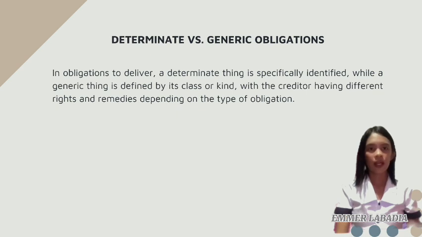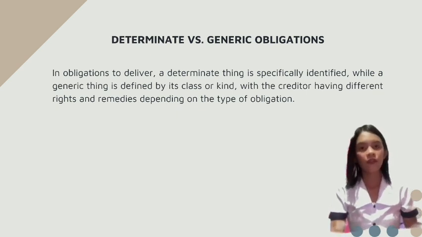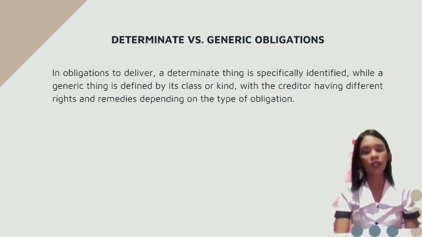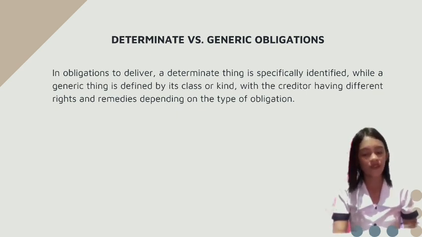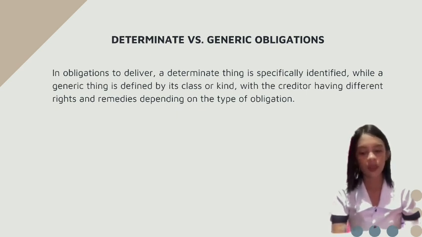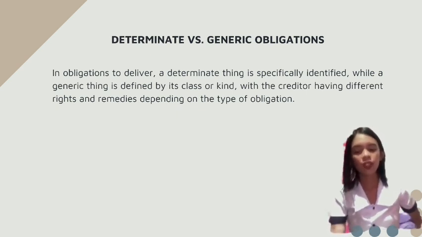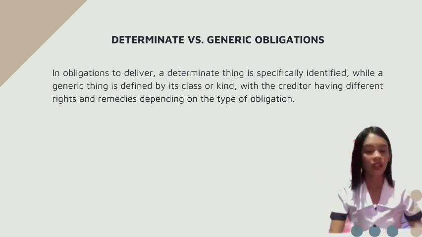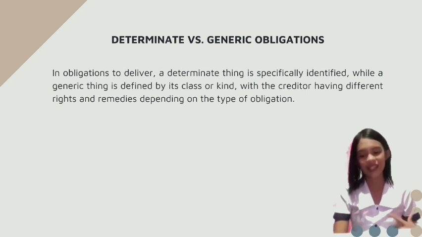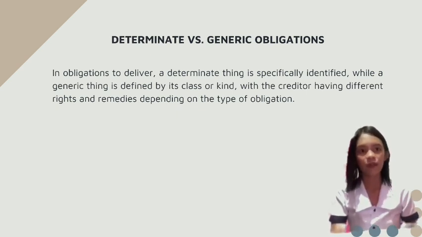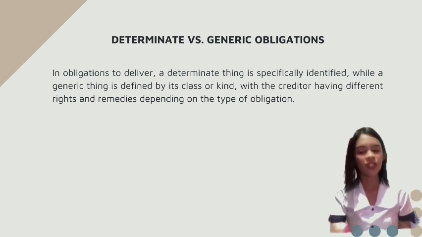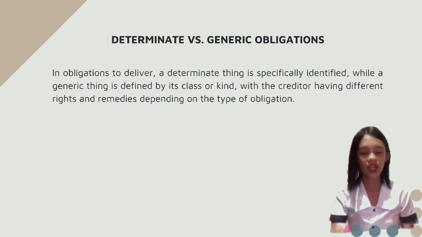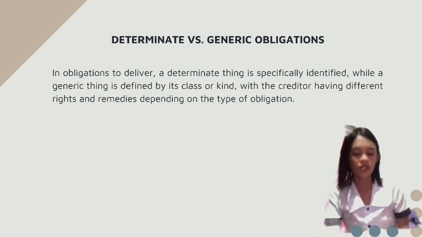Good morning, everyone. I am Emerjoy D. Lavadilla. Determinate versus generic obligations. In obligations to deliver, a determinate thing is specifically identified, while a generic thing is defined by its class or kind, with the creditor having different rights and remedies depending on the type of obligation. A determinate obligation means you must deliver a specific thing that is clearly identified. No other item can replace it. A generic obligation means you must deliver something of a certain kind but not a specific item. You can choose any item that fits the description.